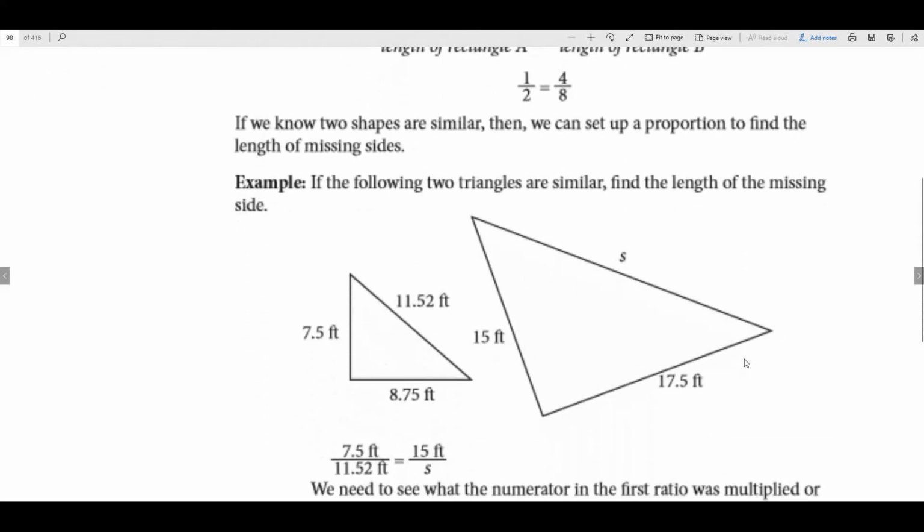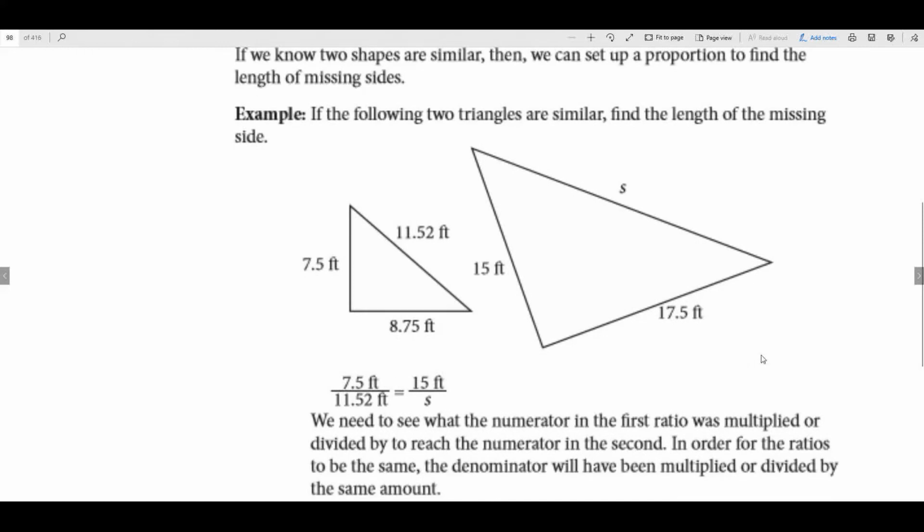All right, so let's look at this example. We have two triangles that are similar. We're going to find the length of the missing side, which is this side here. Okay, so the corresponding triangle gives us all its lengths.